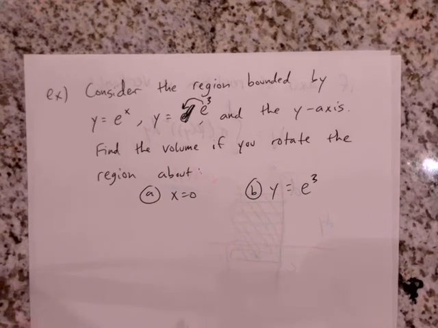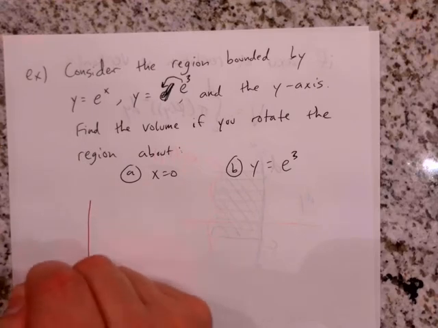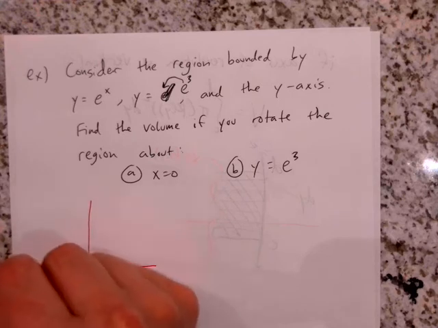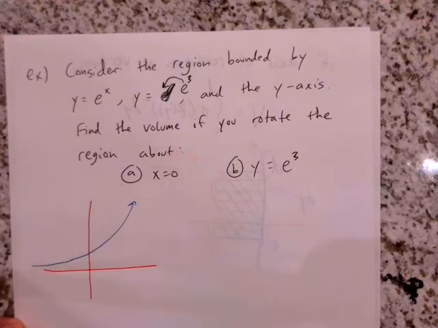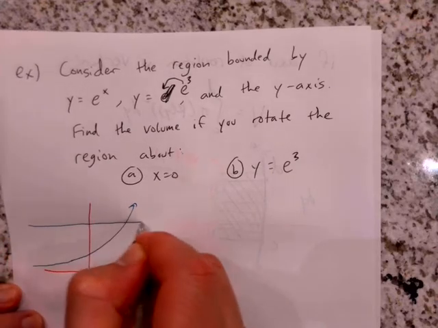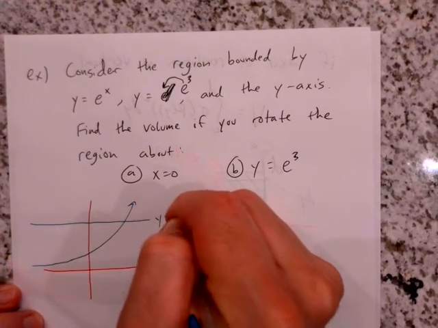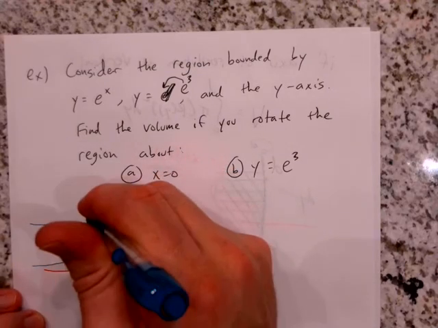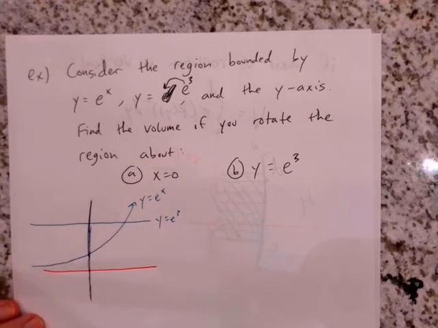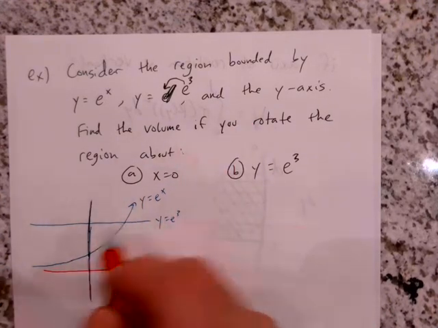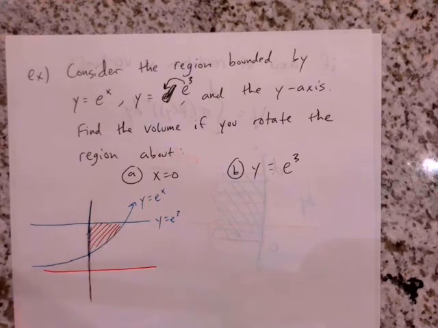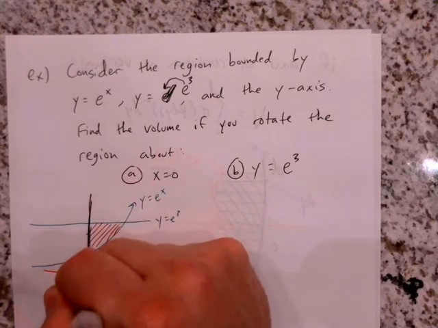So first let's sketch out this graph. It's e to the x. E cubed is a constant function. And then the y-axis. The region that is bounded by those curves is this region right here in the first quadrant. For the first problem, we want to rotate this region about the line x equals 0, which is the y-axis.